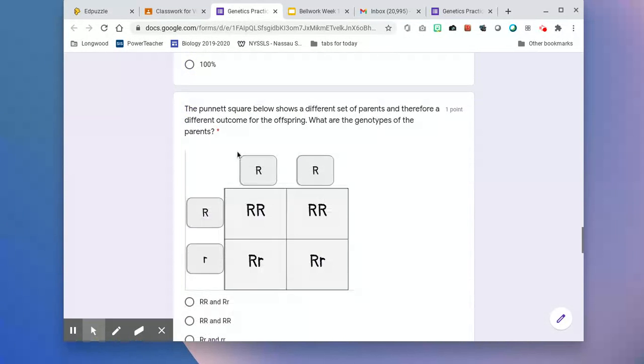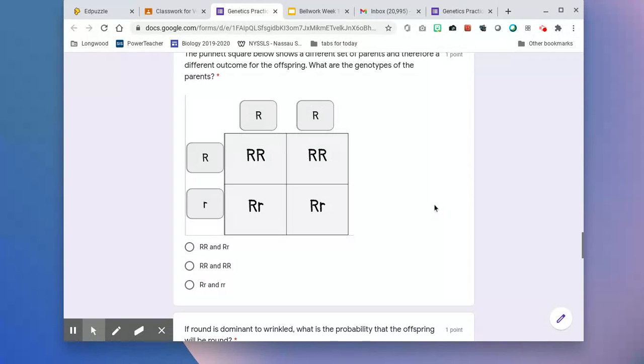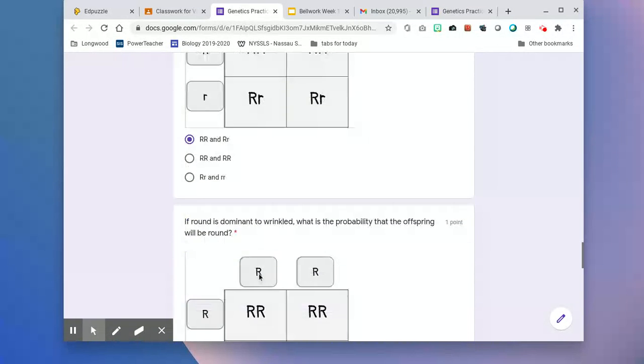All right, let's do another Punnett square. The Punnett square below shows a different set of parents and therefore a different outcome for the offspring. What are the genotypes of the parents? So be very careful. The parents. Here's the genotype of one parent. Here's the genotype of another. Okay, this is one. This is the other. So I'm going to have to be very careful and pick capital R, capital R, and capital R, lowercase r. Okay, don't mix them around.